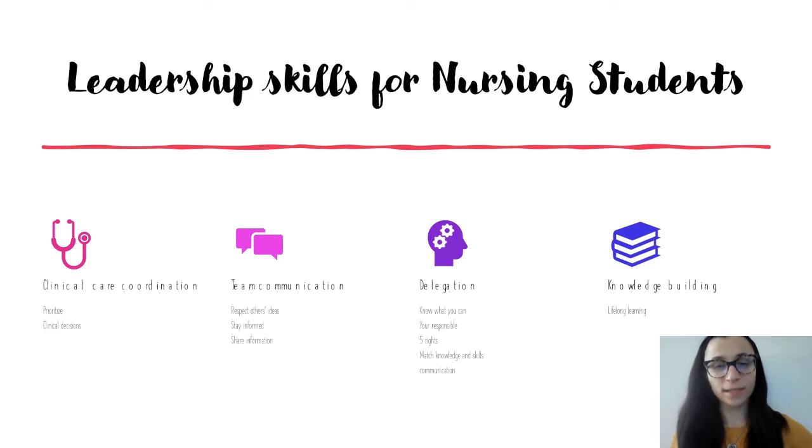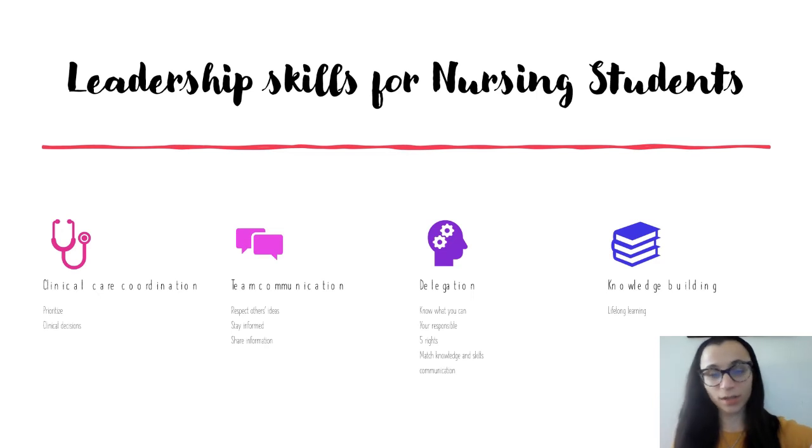Okay, so these are leadership skills for nursing students to have. Number 1 is clinical care coordination. Clinical care coordination is basically making clinical decisions and prioritizing. If someone comes in with a cough and someone else comes in who can't breathe, you're obviously going to take care of that person first, even though you could have helped the person with the cough in 2 minutes. You're going to prioritize everything, what needs to be done now and what could be done soon. You want to use the resources, and time management is all part of this.